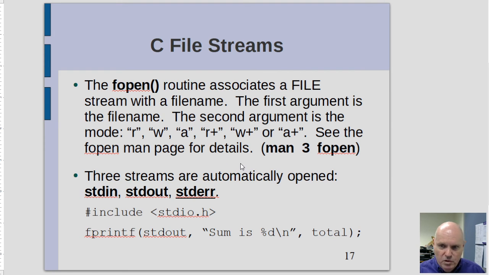You get 3 streams that are automatically open for you, and these are the ones we'll be using primarily: standard in, standard output, and standard error. By default, standard in comes from your keyboard. Standard output and standard error are both directed toward your terminal or your output monitor. Again, these can typically be redirected somewhere else.